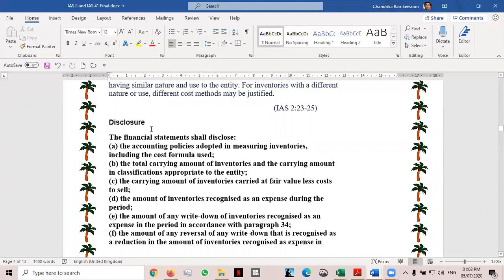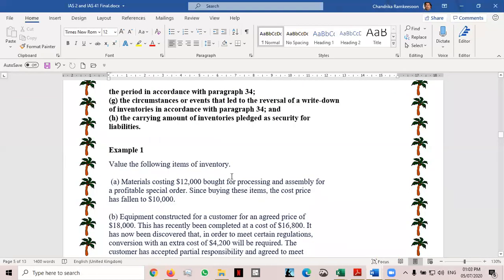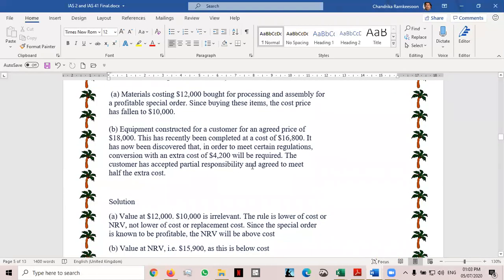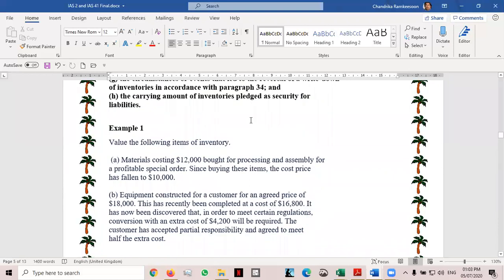Okay, he can ask it in the form of a multiple choice question, a section A, a section B, or indeed a section C question. So you need to know about the disclosure requirements. Right, so we've got an example here. Value the following items of inventory.